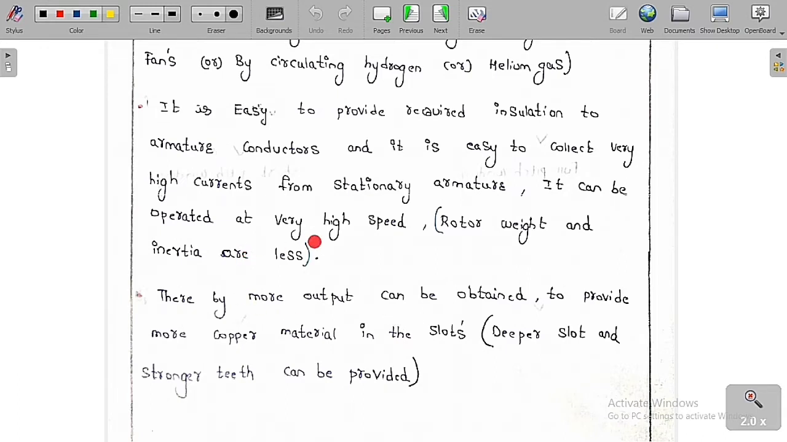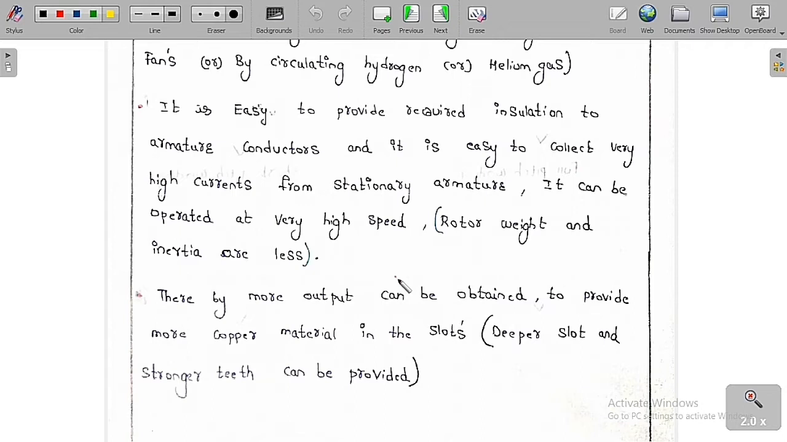It can be operated at very high speed because the rotor weight and the inertia are less. Whenever the rotor weight is less, because the field winding has fewer turns, the overall weight decreases. Whenever the overall weight decreases, the inertia is also decreased, so rotational losses are also decreased. So these are the basic advantages for higher rating machines of alternator or AC generator. Whenever we keep the armature conductors on the stator, they are basically stationary in nature.